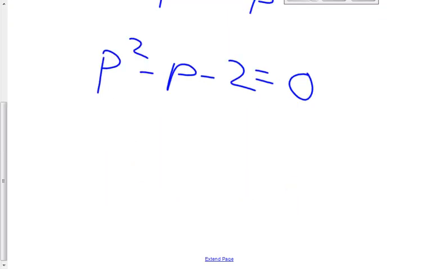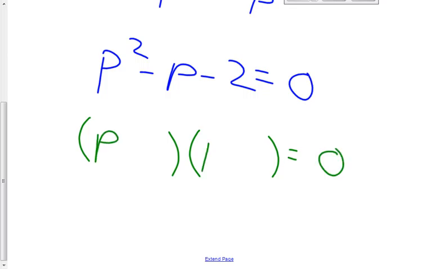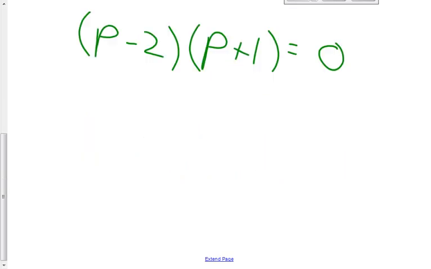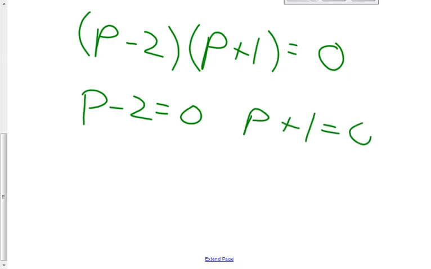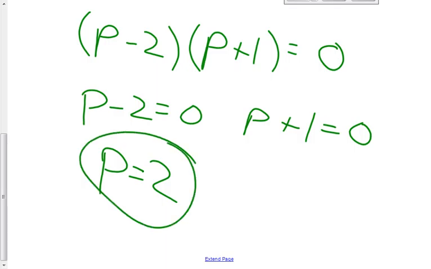Now to solve for p, we're going to factor. So we have p multiplied by p and a minus 2 and a positive 1. So p minus 2 equals 0 and p plus 1 equals 0. That means p equals a positive 2 and p equals a negative 1.